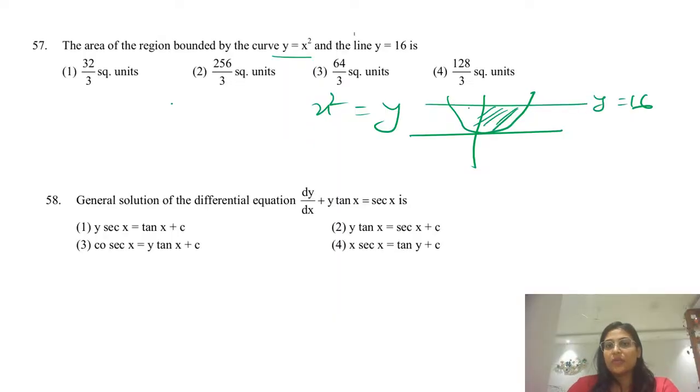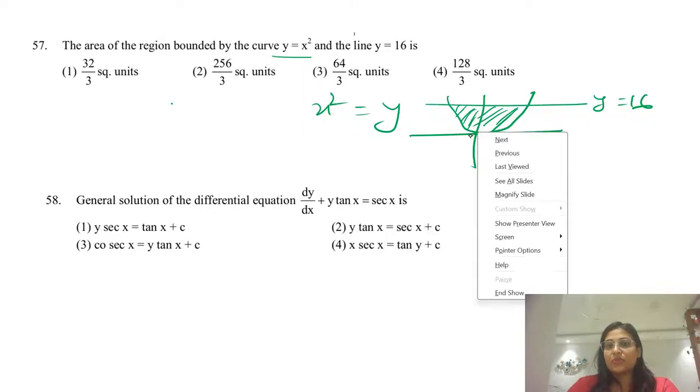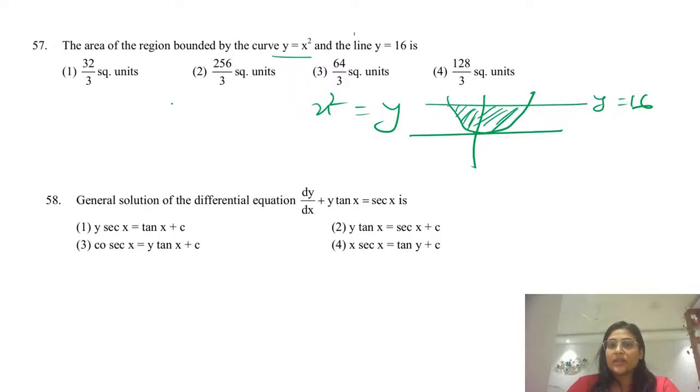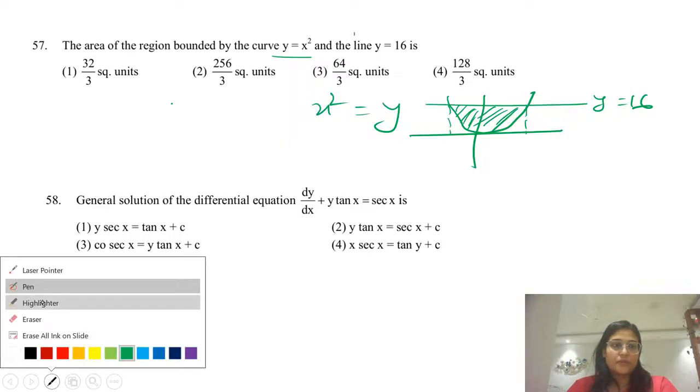We know that if the vertex of the parabola is at origin, it is symmetric about the y-axis. So if you find out the area from here to here and just multiply by 2, you will get the entire area. Correct? You have to find out this shaded area, right? Let's find out the area of this.